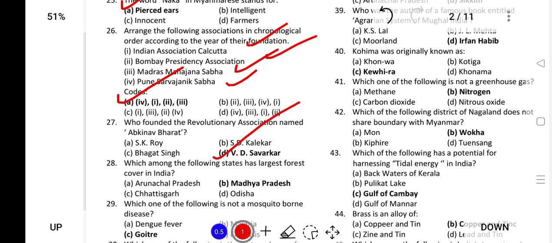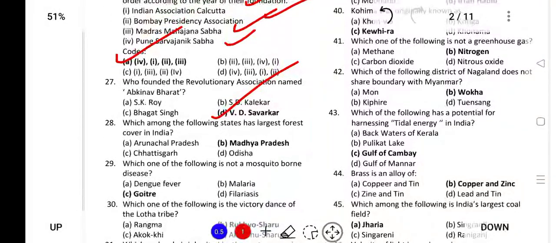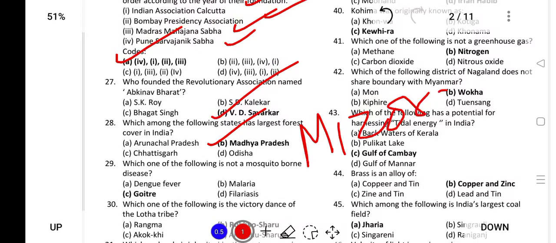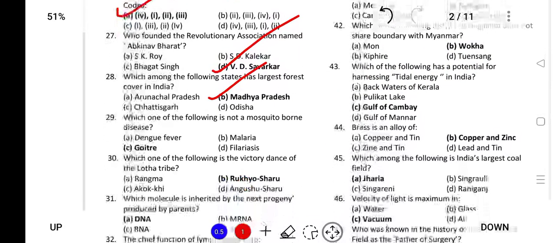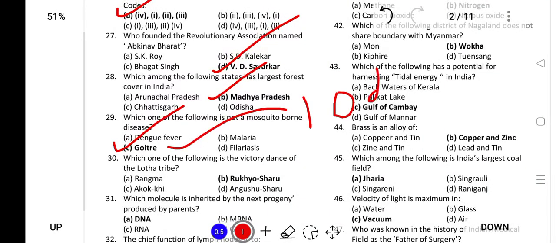So it is Vinayak Damodar Savarkar. Which among the following states has the largest forest cover? Forest cover of Madhya Pradesh. Okay, percentage-wise, Mizoram is the highest. Next, which one of the following is not a mosquito borne disease? Among them, goiter is a deficiency of iodine.